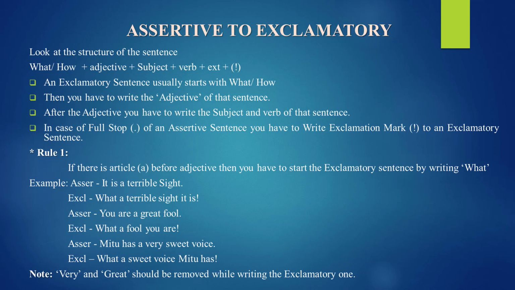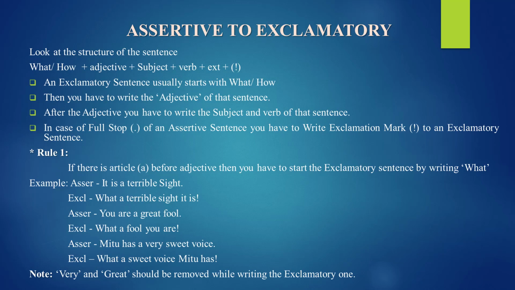Okay, what type of sentence is it? Yes, it is an exclamatory sentence. An exclamatory sentence usually starts with what or how. Then you have to write the adjective of that sentence. After the adjective, you have to write the subject and verb of that sentence. In case of the full stop of an assertive sentence, you have to write an exclamation mark in an exclamatory sentence.